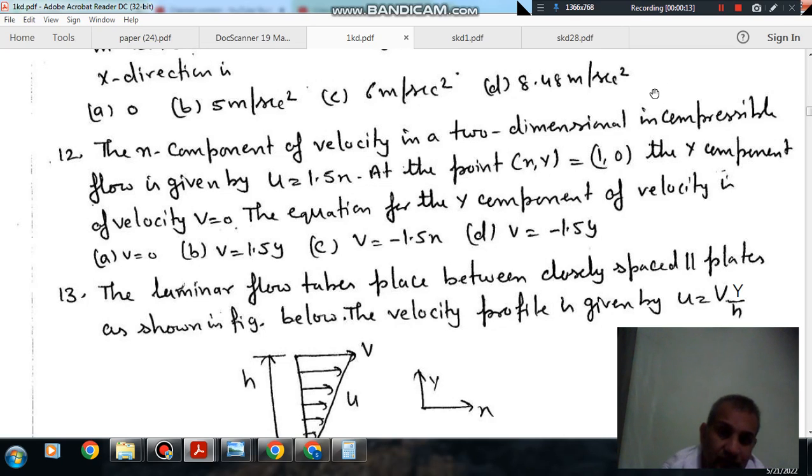Question number 12: the x component of velocity in a two-dimensional incompressible flow is given by u is equal to 1.5x. At the point (x, y) equal to (1, 0), the y component of velocity v is equal to 0. The equation for the y component of velocity is: option A, v is equal to 0; option B, v is equal to 1.5y; option C, v is equal to minus 1.5x; option D, v is equal to minus 1.5y.